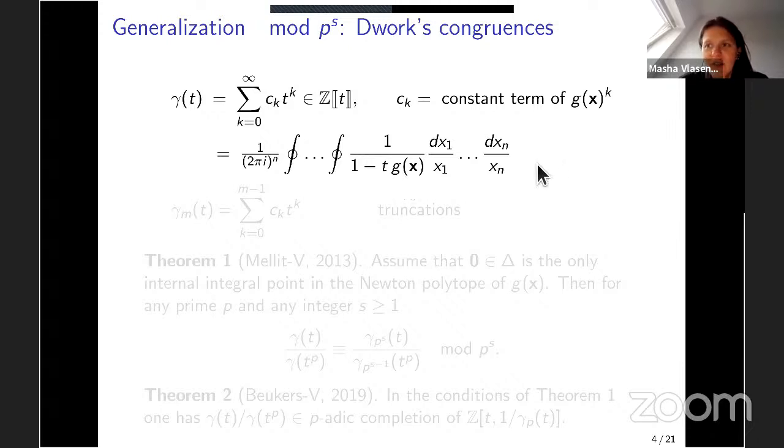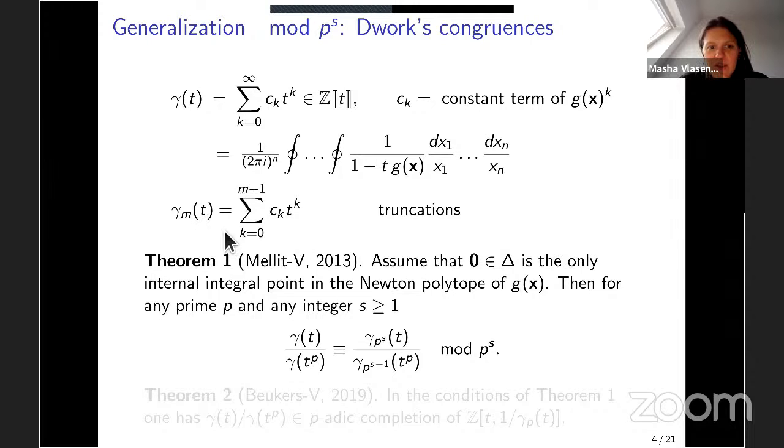The condition in which we are working, that the Newton polytope has a unique interior integral point, is related to the fact that these hypersurfaces can be compactified to Calabi-Yau varieties. If we require more from the Newton polytope, this property is called reflexivity. But now we are working in the conditions of Lucas congruences. And we also consider truncations of the generating series, so partial sums. They are denoted by gamma_m, the sum of the first m terms of this series.